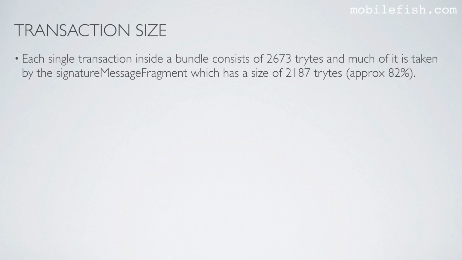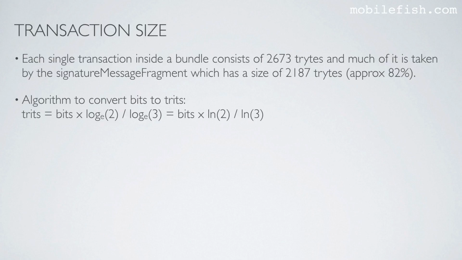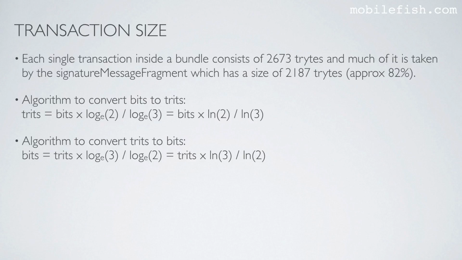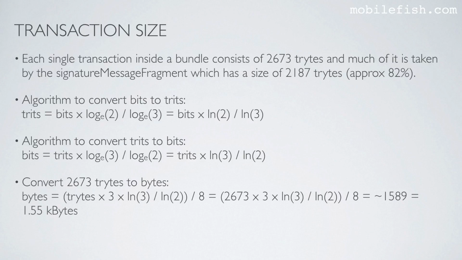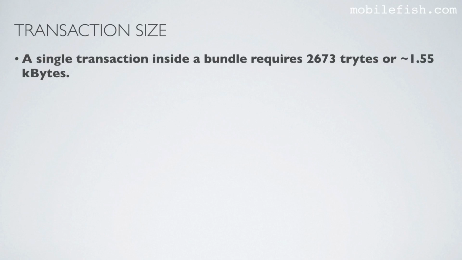Each single transaction inside the bundle consists of 2,673 trytes, and much of it is taken by the signature message fragment, which has a size of 2,187 trytes, which is approximately 82%. This is the algorithm to convert bits to trits. This is the algorithm to convert trits to bits. 2,673 trytes equals 1.55 kilobytes, which means a single transaction inside the bundle requires 2,673 trytes or approximately 1.55 kilobytes.